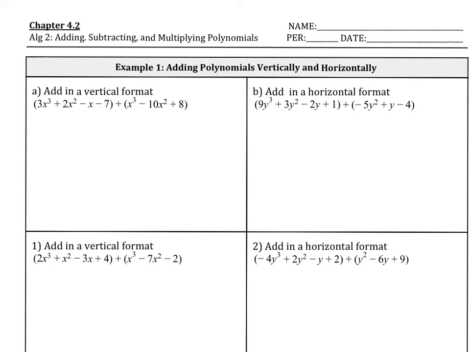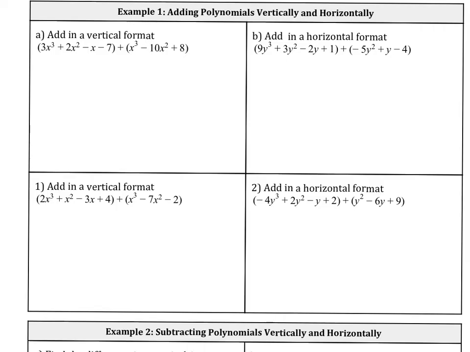Chapter 4.2, Adding and Subtracting and Multiplying Polynomials. Example number 1, letter A. Add the two polynomials in a vertical format. So we are going to write the two polynomials in a vertical format.